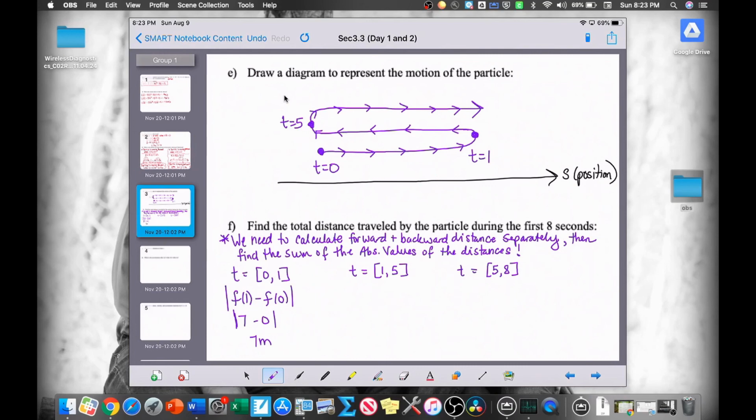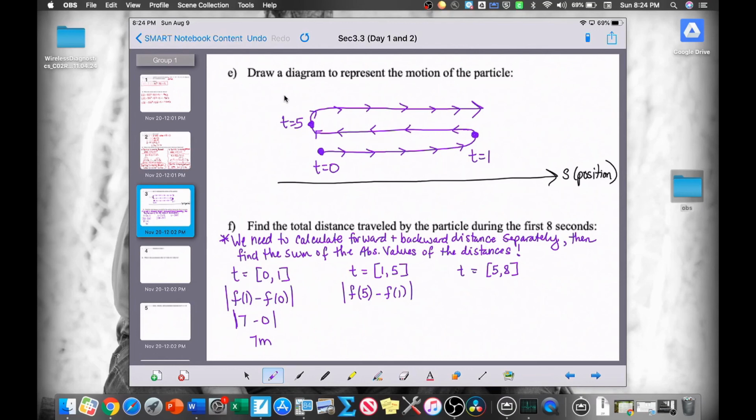Then from 1 second to 5 seconds, we're going to do the same thing. We're going to take the absolute value of our difference here, but we're going to find first, where did the particle end up after 5 seconds, f of 5, and where was the particle after 1 second? We know that it was moving in the backwards direction at this period in time, so this is going to be negative, but when we take the absolute value, it will come out positive.